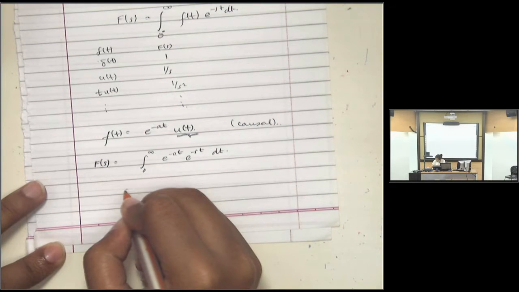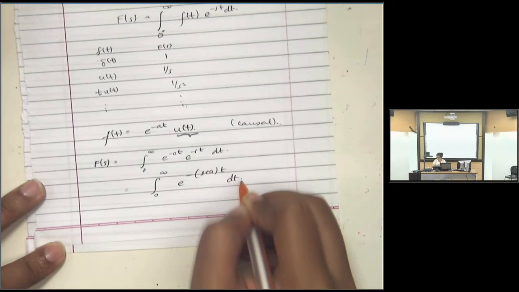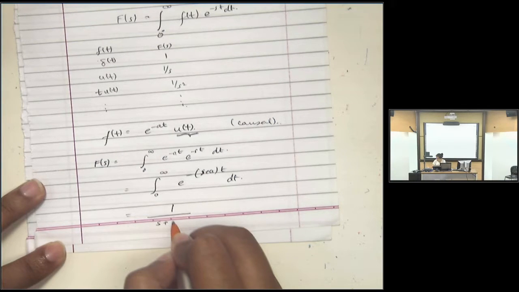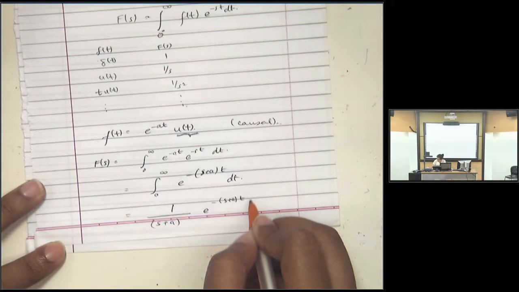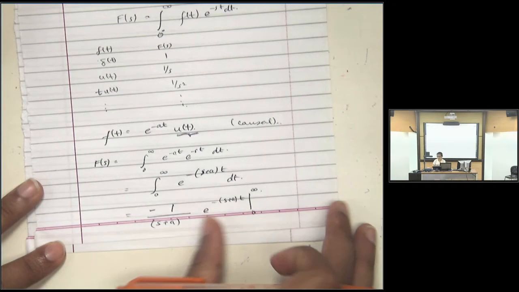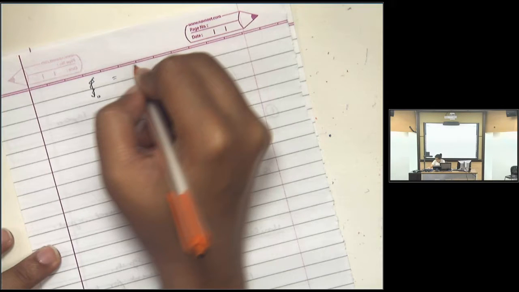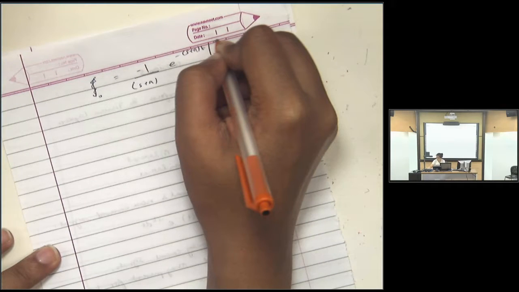Now moving forward, we'll have e raised to minus s plus a t dt. Right? And this integrates to 1 over s plus a e raised to minus s plus a t, from 0 to infinity. Okay? And there will be a minus sign. Now I'll just write that again over here. Sorry, minus 1 over s plus a e raised to minus s plus a t, from 0 to infinity.